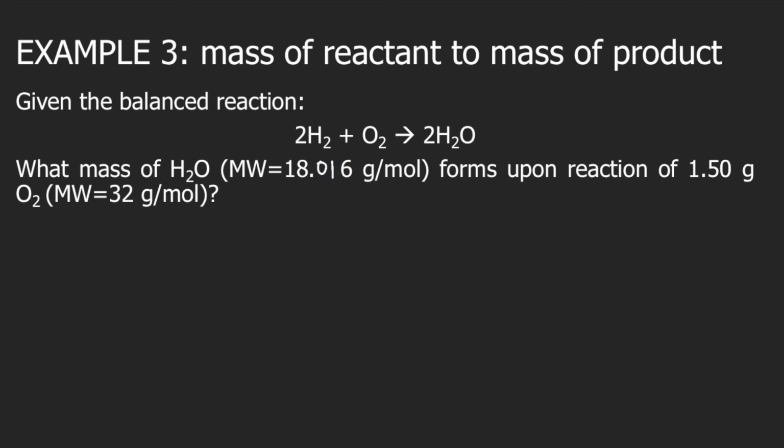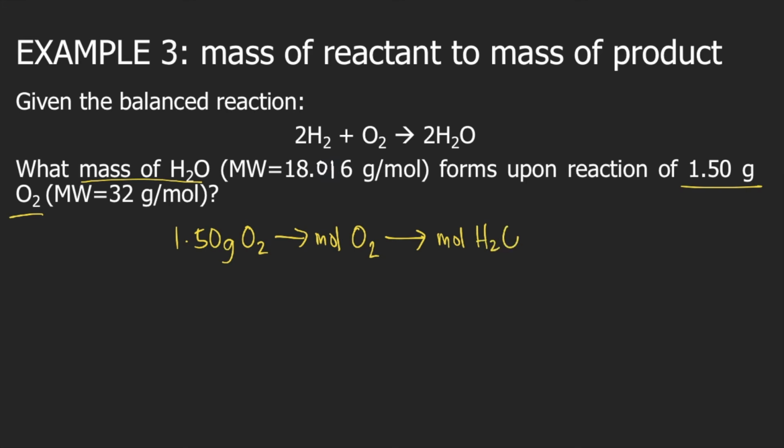Our last example is example 3. Given the same balanced reaction, what mass of water forms upon reaction of 1.50 grams of O2? This time, we are given mass of reactant, which is 1.50 grams of O2, and we are looking for the mass of product, which is H2O. So we are given 1.50 grams of O2. The first thing you need to do is convert this to moles of O2. And once you have the moles of O2, you can use the mole method approach and convert this to moles of H2O. And then finally, convert moles of H2O to grams of H2O.